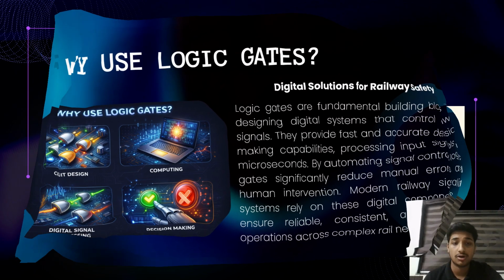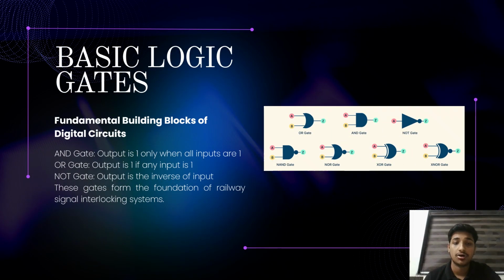So let's talk about basic logic gates. The basic logic gates include AND, OR, and NOT gates. The AND gate gives the output only when all inputs are high. The OR gate gives output when at least one input is high. The NOT gate gives the inverse of the input. These gates form the foundation of digital circuit design.